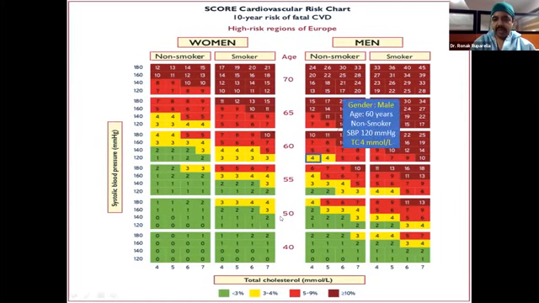First, if we take a male who is a non-smoker and aged somewhere between 60 to 65 years, with a systolic BP of 120 and total cholesterol of 4, they have given it in millimole per liter. So the risk here is 4, which means the risk is 3 to 4% over a period of 10 years of having a fatal cardiovascular disease.